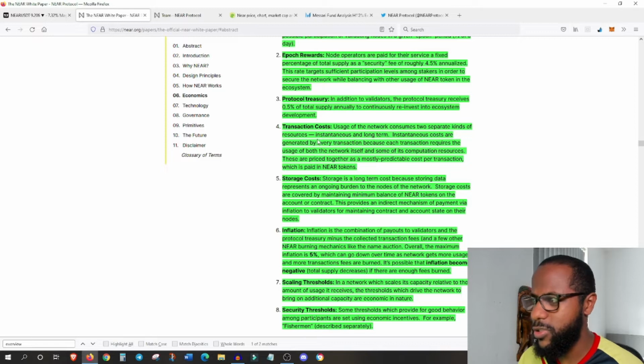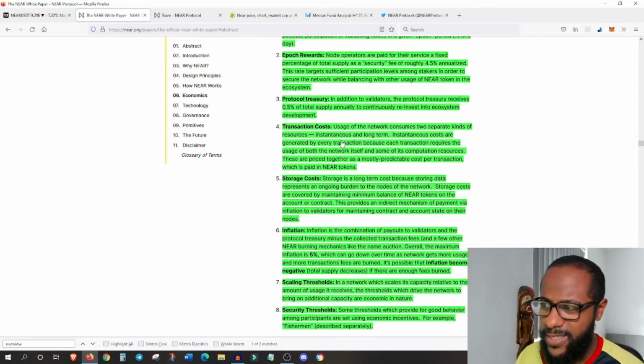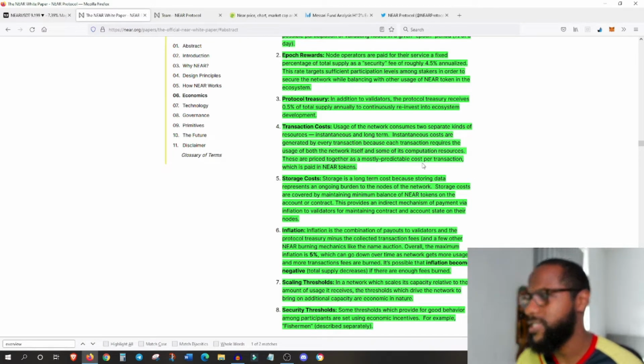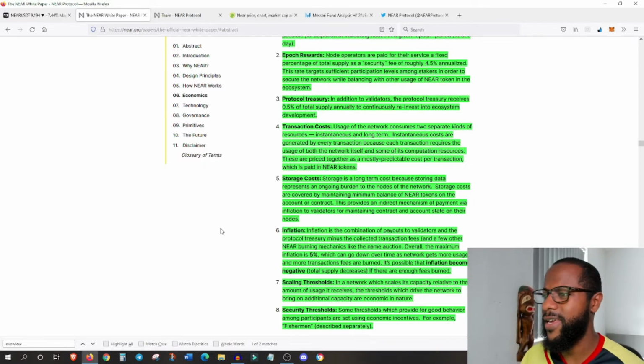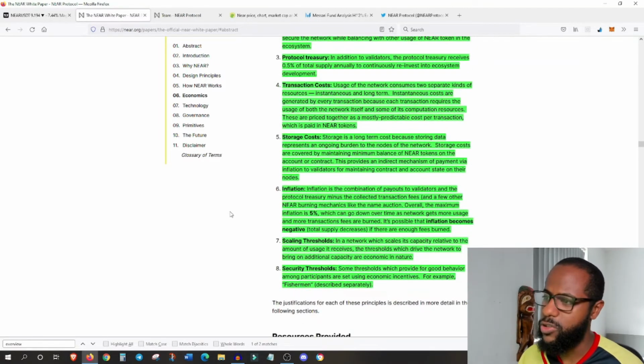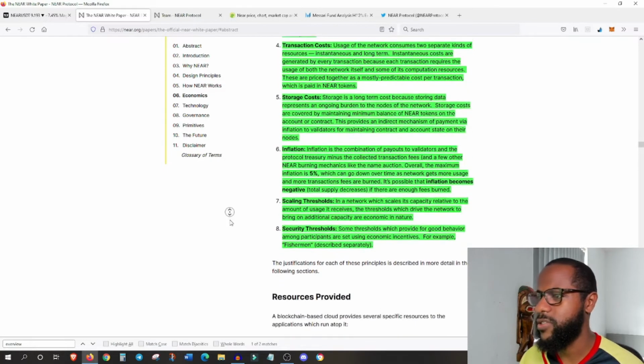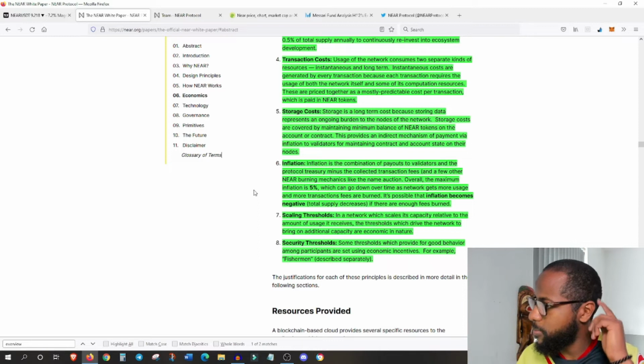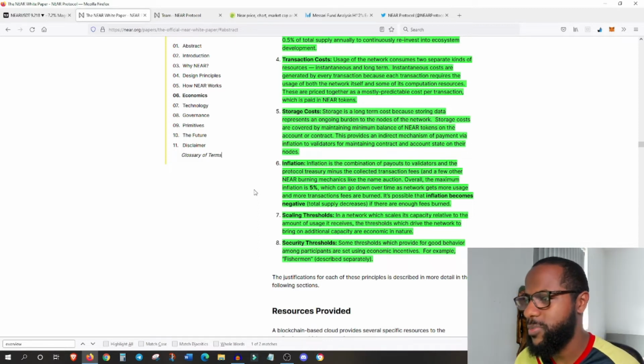Transaction costs. Usage of the network consumes two separate kinds of resources, instantaneous and long-term. Instantaneous costs are generated by every transaction because each transaction requires the usage of both the network itself and some of the computation resources. These are priced together as a mostly predictable cost per transaction, which is paid in Near tokens. Storage costs, self-explanatory. Moving forward, inflation is a combination of payouts to validators and the protocol treasury minus the blah, blah, blah.